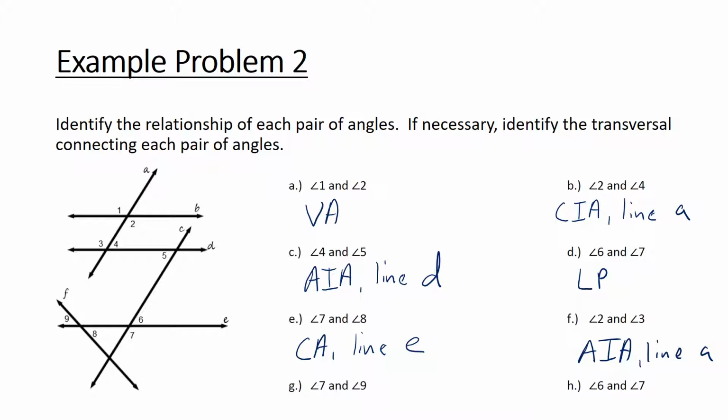And in the last two, we have angles 7 and 9, which use line E as a transversal. They are on different sides of the transversal and also both exterior. So these are alternate exterior angles with line E as a transversal.